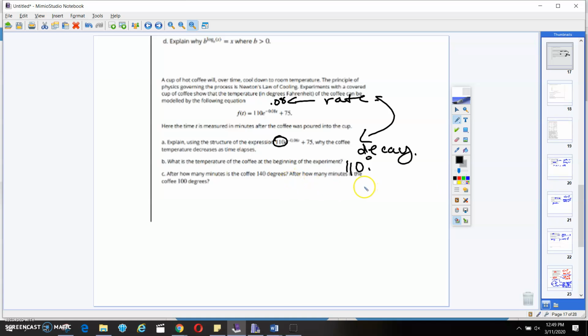Okay, so after how many minutes is the coffee 140 degrees? What? Am I reading that wrong? After how many minutes is the coffee 140 degrees? After how many minutes is the coffee 100 degrees?